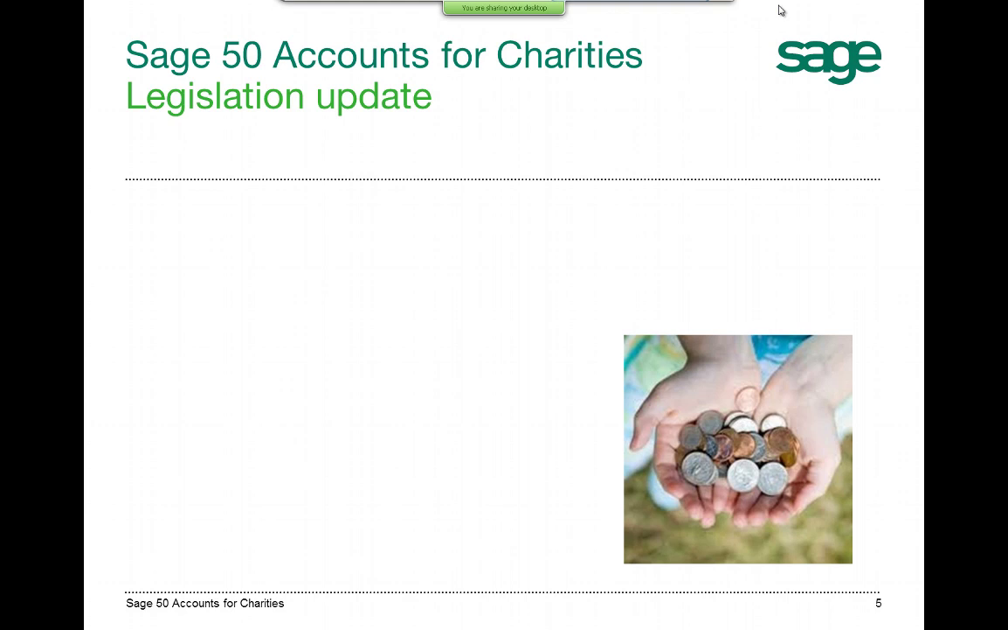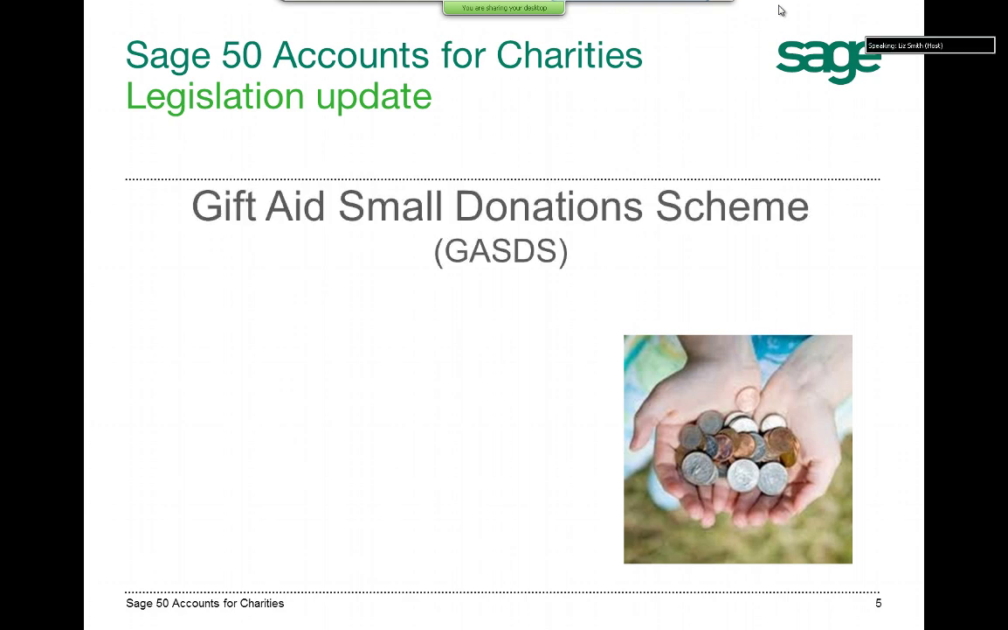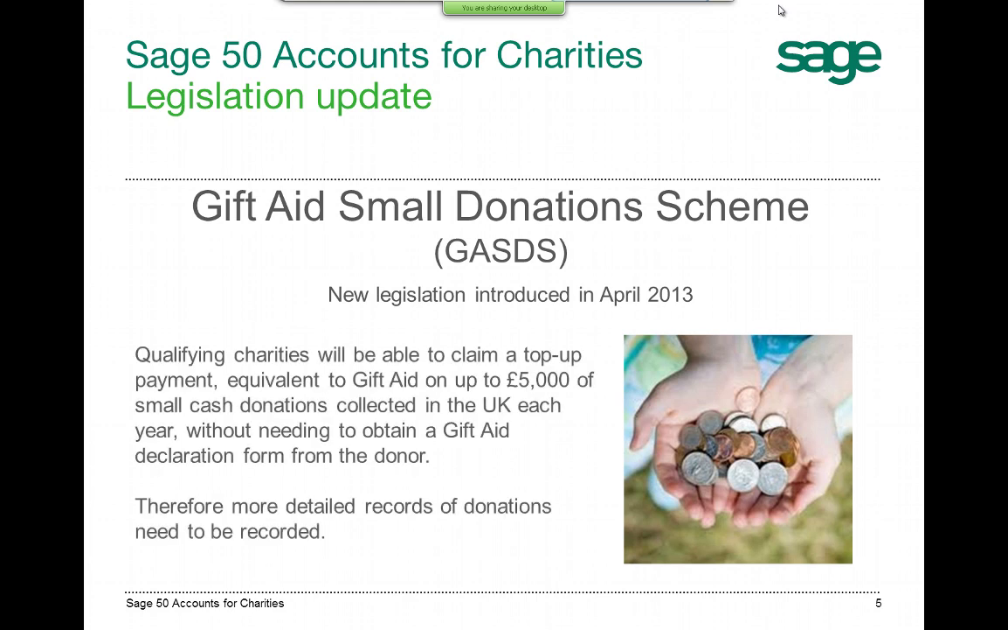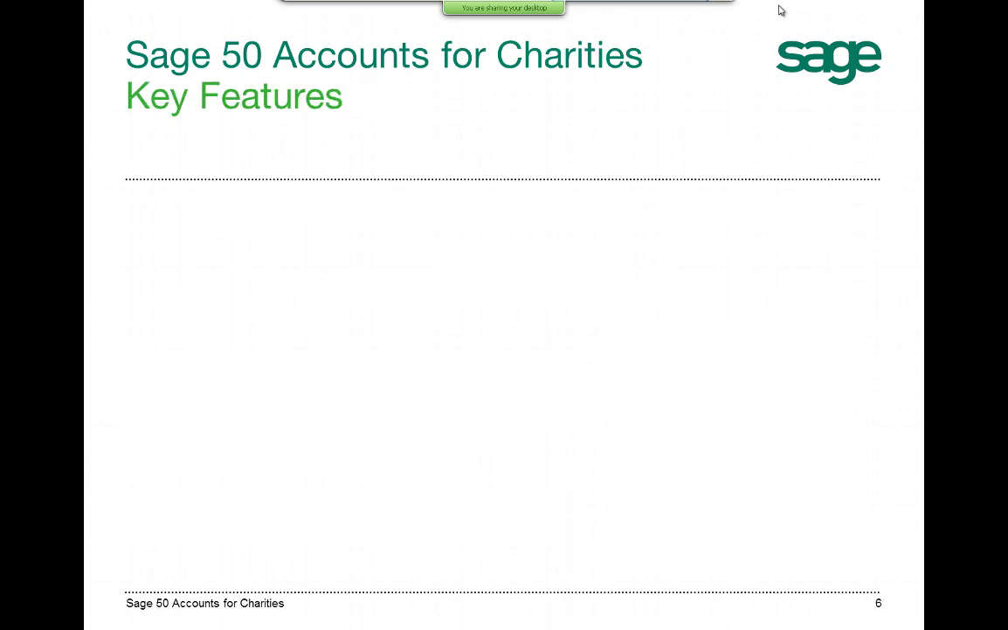So as you may be aware, from April 2013, charities are now able to claim a top-up payment equivalent to gift aid on up to £5,000 of small cash donations collected in the UK each year, without needing to obtain a gift aid declaration from the donor. So a small donation is anything that's £20 or less.